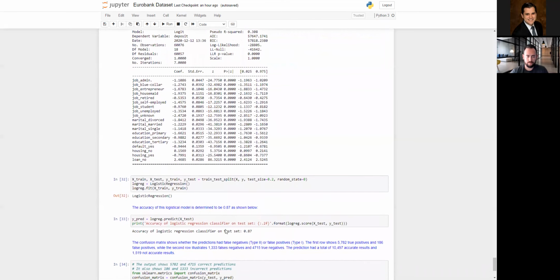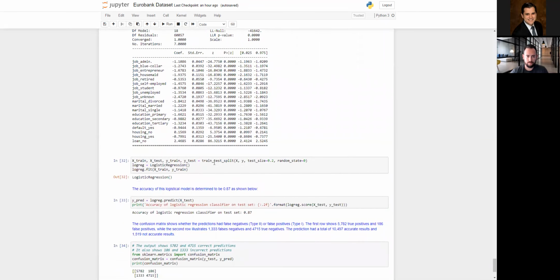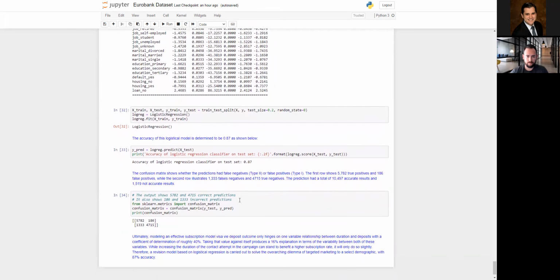So we tested this model, and the accuracy of the logistic regression classifier on the test set was 87%. And we actually proved this with a confusion matrix where we had a total of 10,497 accurate results, which were this value right here and this value right here. And we have 1,519 not accurate, which were the values right here and right here. So going back to what I said, it would have about an 80% accuracy in the test.